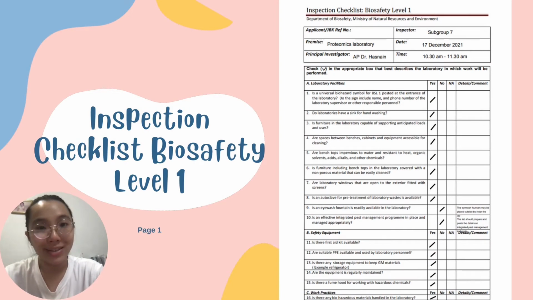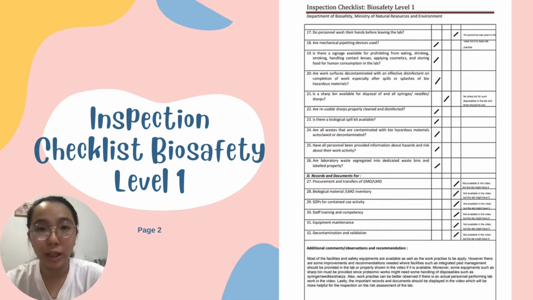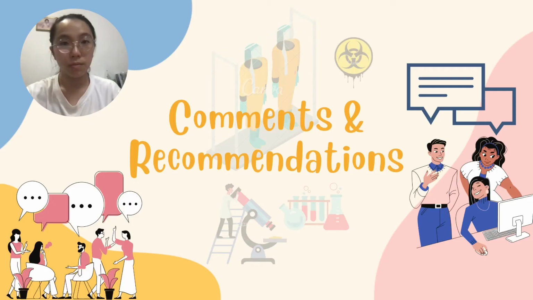Here, we can see that most items were available in the lab. However, an eye wash fountain was not seen and an integrated pest management program was not in place. Next, there is also a lack of sharp bins for the disposal of sharp waste. Meanwhile, the records and documents are not available for us to access. Here are some comments and recommendations for the unavailable items.